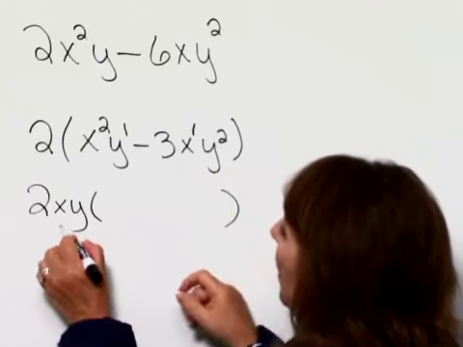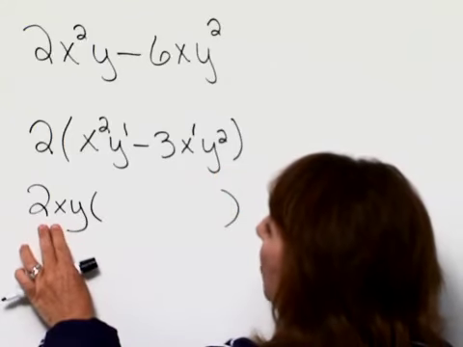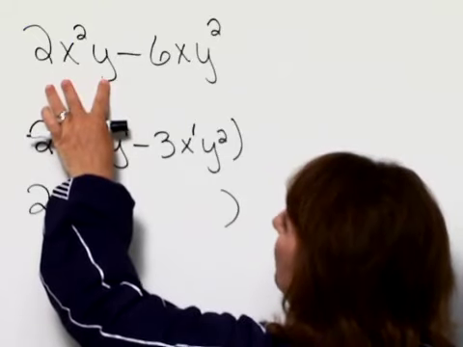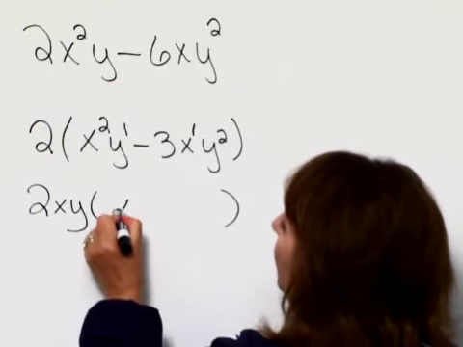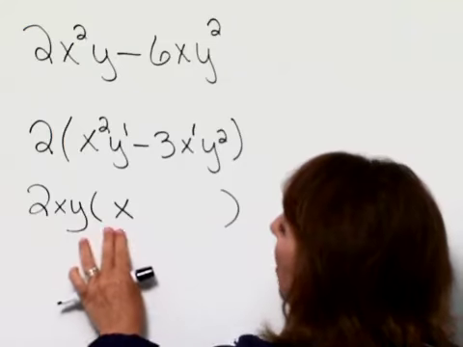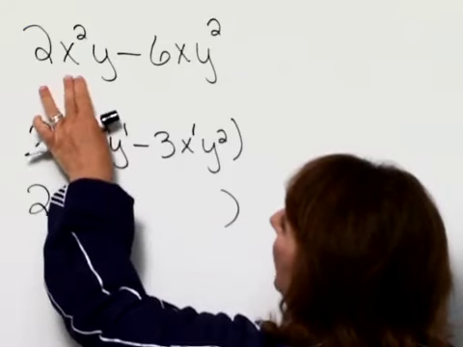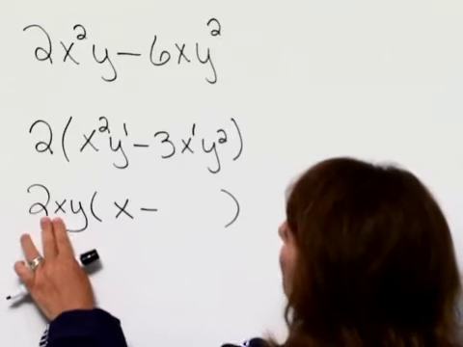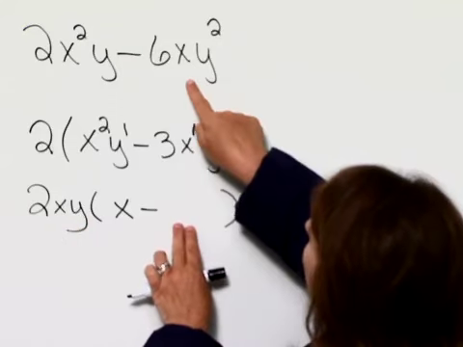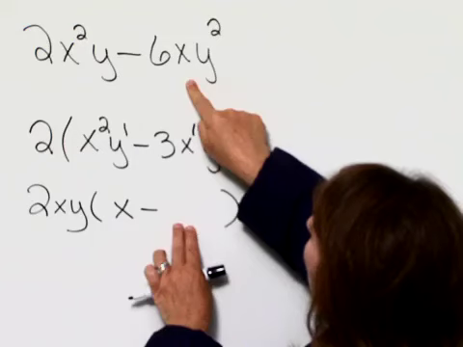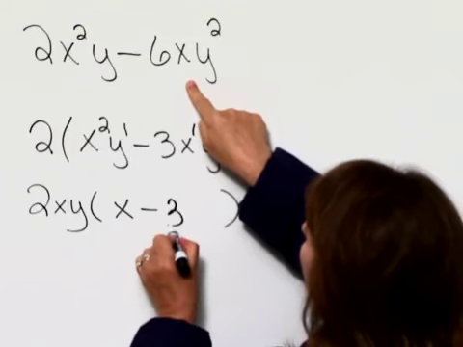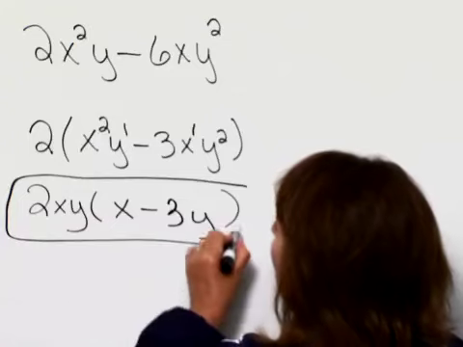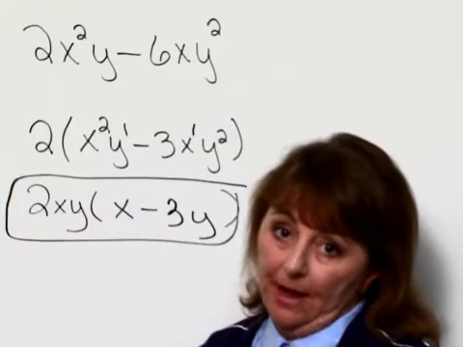Now we continue our problem. We say 2xy times what term will give us the original problem. And as you can see, we need an x right here because 2xy times x gives us 2x squared y. Now we do the same thing with the second term. We say 2xy times what gives us our 6xy squared. Well, we have a 3 and a y. And we end up with the same answer, but we had to do a second set of factoring.